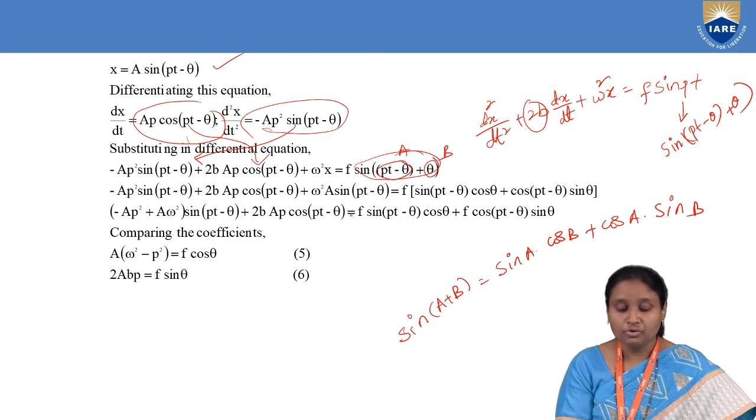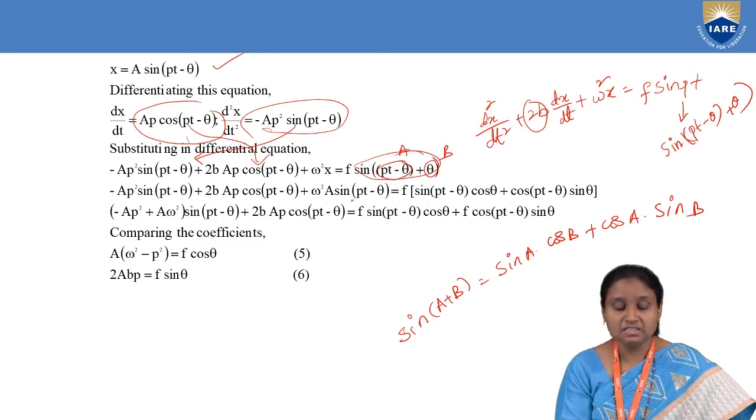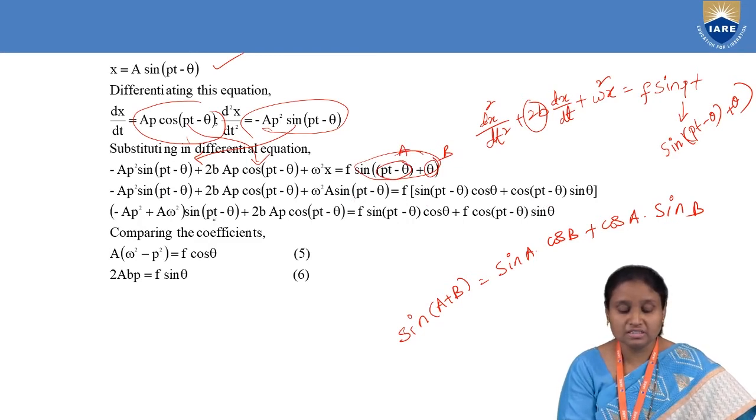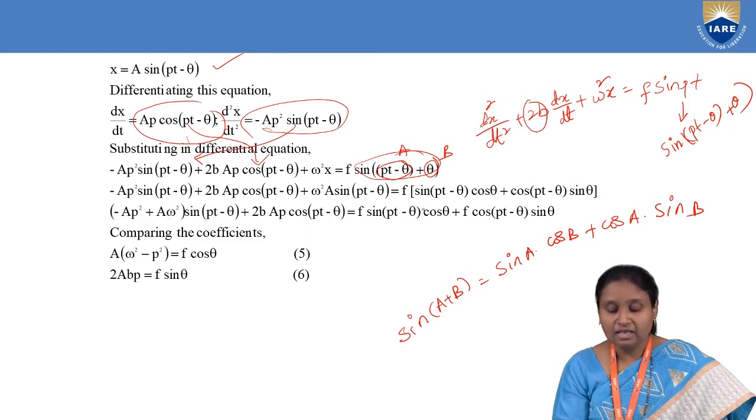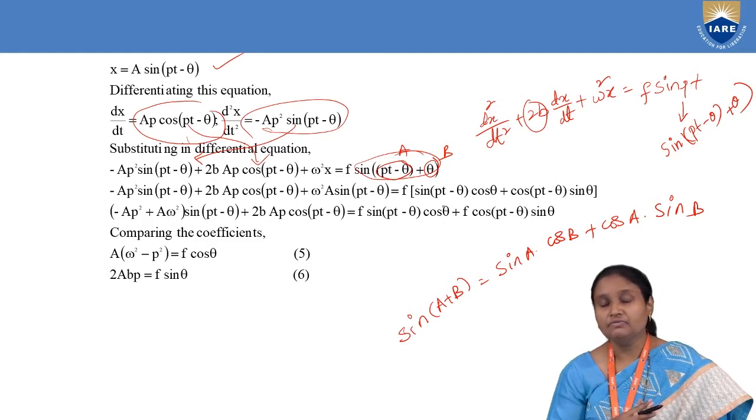Now after that, here I have sin(pt − θ) and here also sin(pt − θ). If I take it out common, then in brackets I have minus a p² plus a ω² plus 2b a p cos(pt − θ). And here I have this expansion. Now I'm going to compare the left hand side with the right hand side.